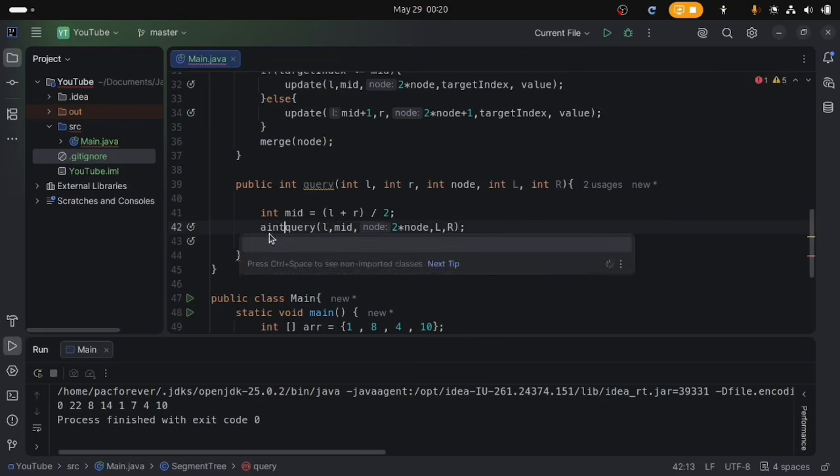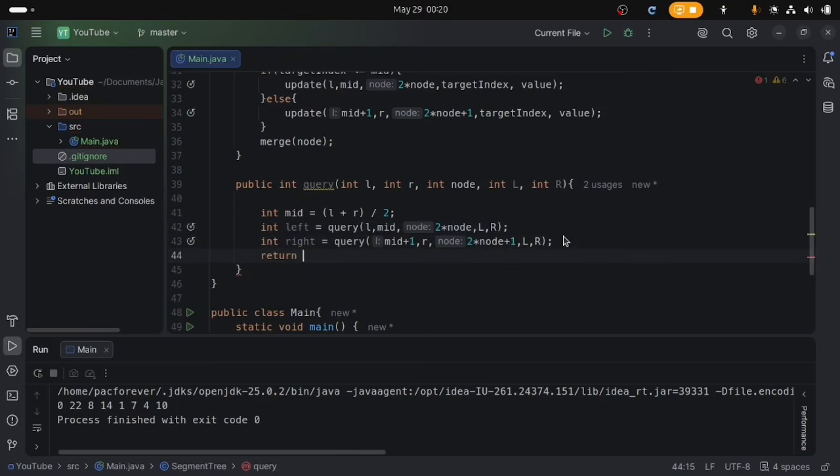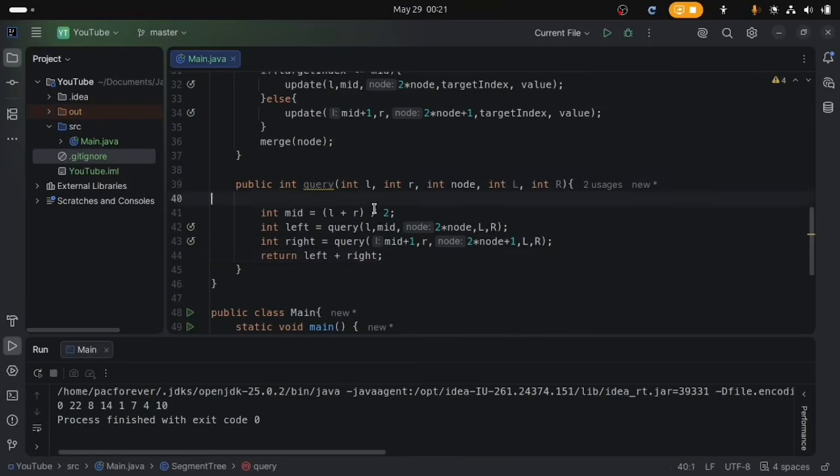Now since the return type is int, we need to capture this is the output we will get from our left child, and this is what we will get from our right child. We just need to combine them and return left plus right. We will get something from our left child, we will get something from our right child. Sorry, here it is too messy. Left and right, you have to combine them and pass it to your parent call. Okay, now let's write the base case. First of all, there is a case of no overlap.